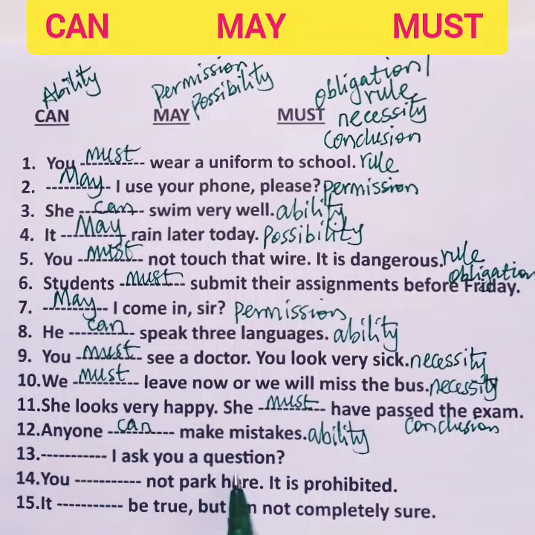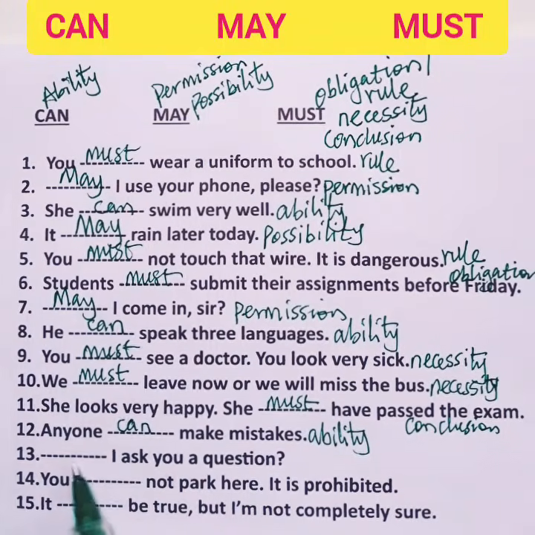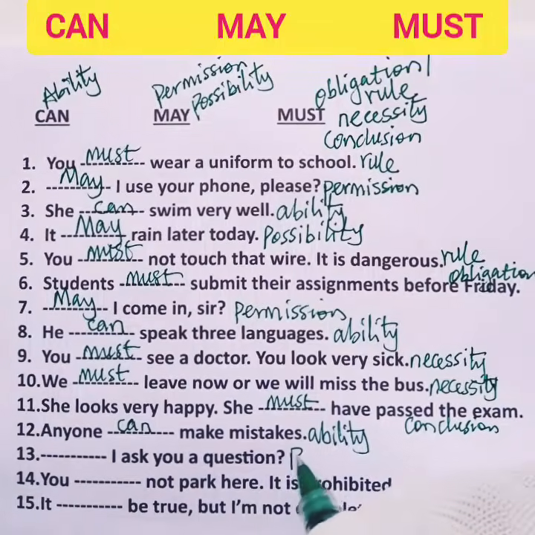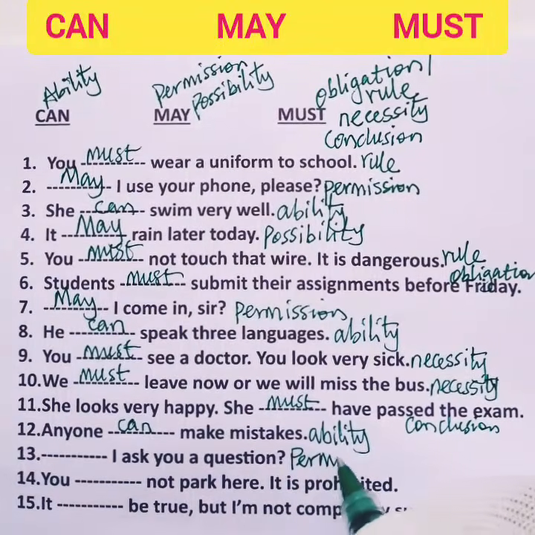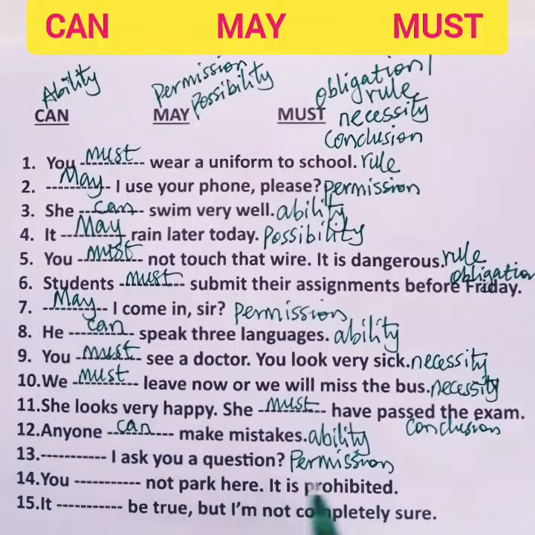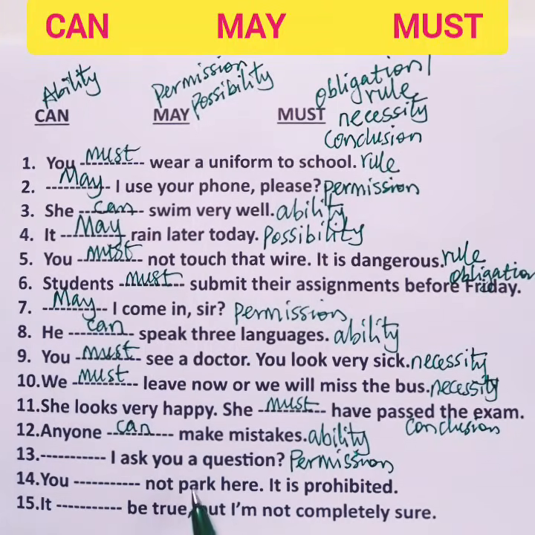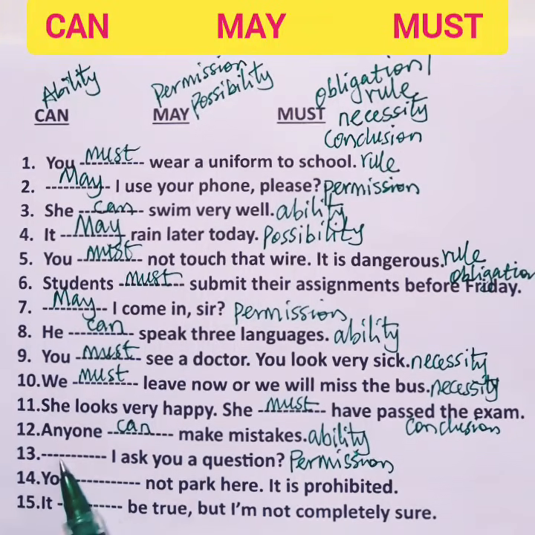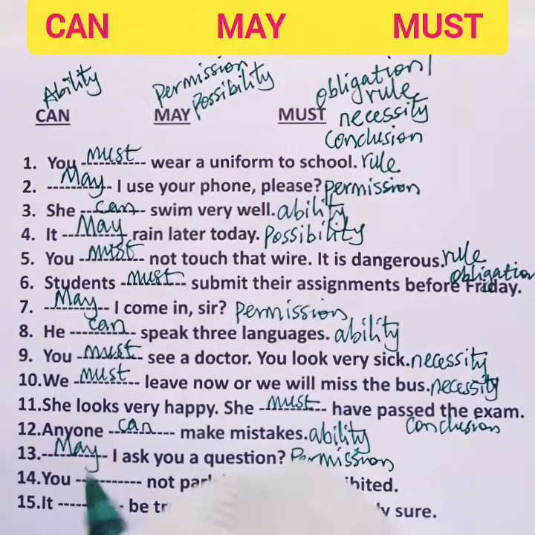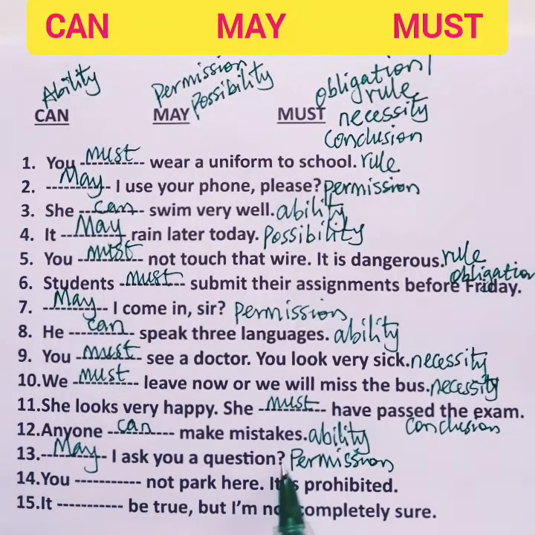13. Blank, I ask you a question. This sentence expresses a polite request, requesting permission to ask a question. So this is about polite request or permission. So the correct modal verb to use is may. May I ask you a question?